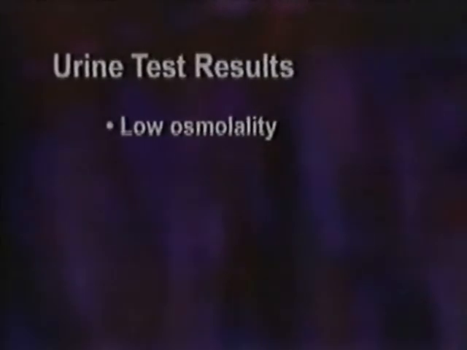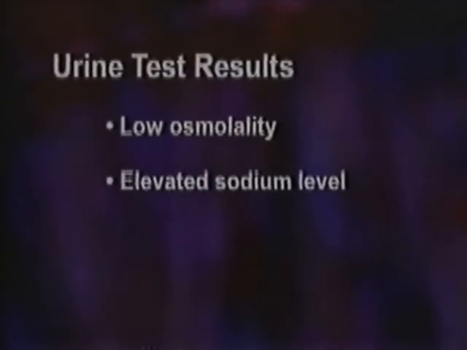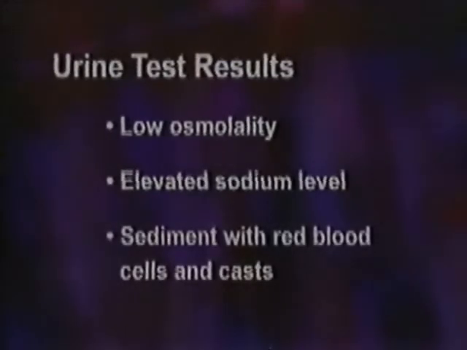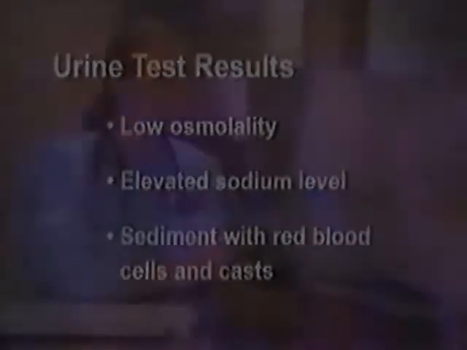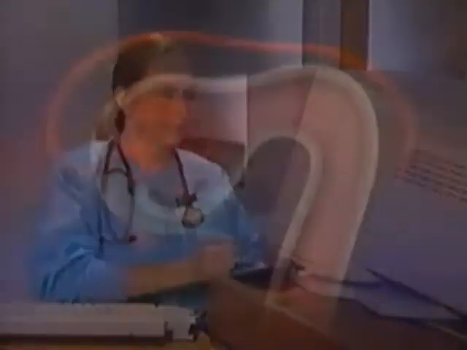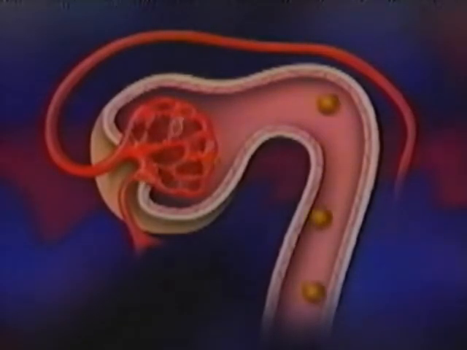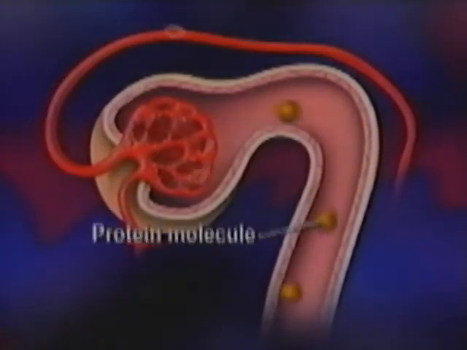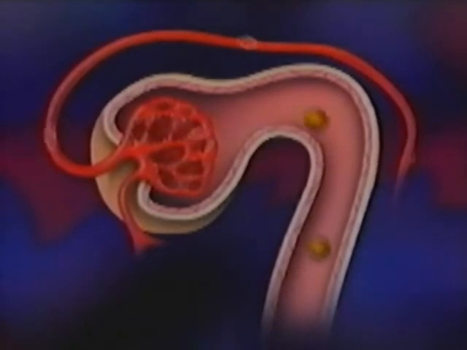Expect urine tests to reveal low osmolality of dilute urine, indicating the tubule's inability to concentrate urine. An elevated sodium level, reflecting sodium loss in urine. And sediment that contains red blood cells and casts, reflecting blood cell leakage through damaged glomeruli and tubules. Also, anticipate finding protein in the urine. Proteinuria occurs when damaged glomerular capillaries let large protein molecules pass through to the urine.